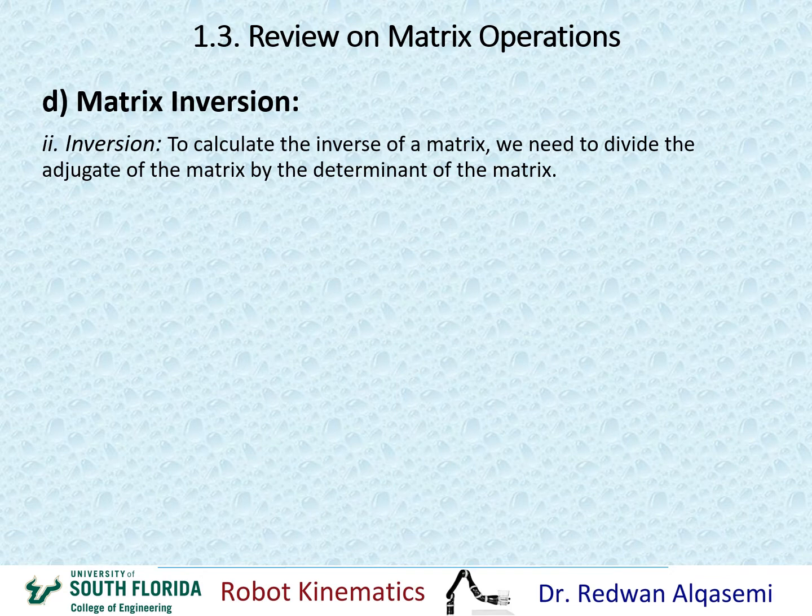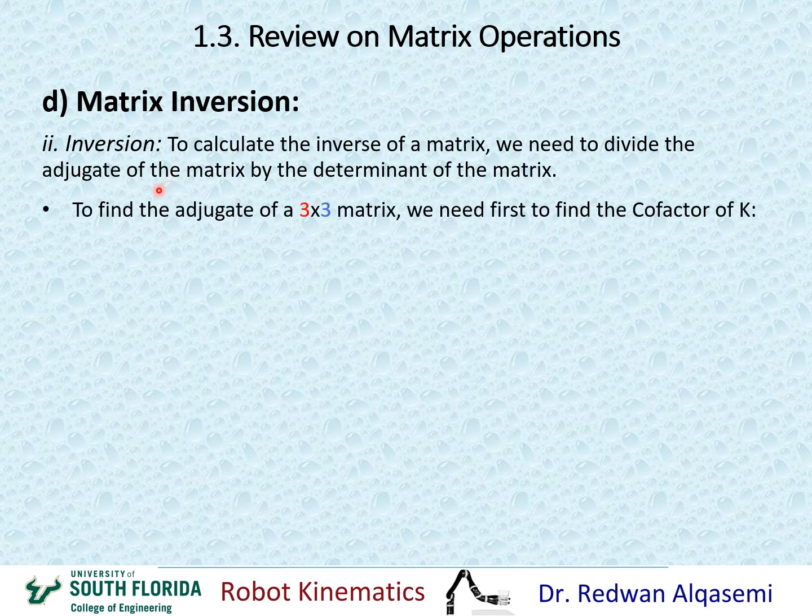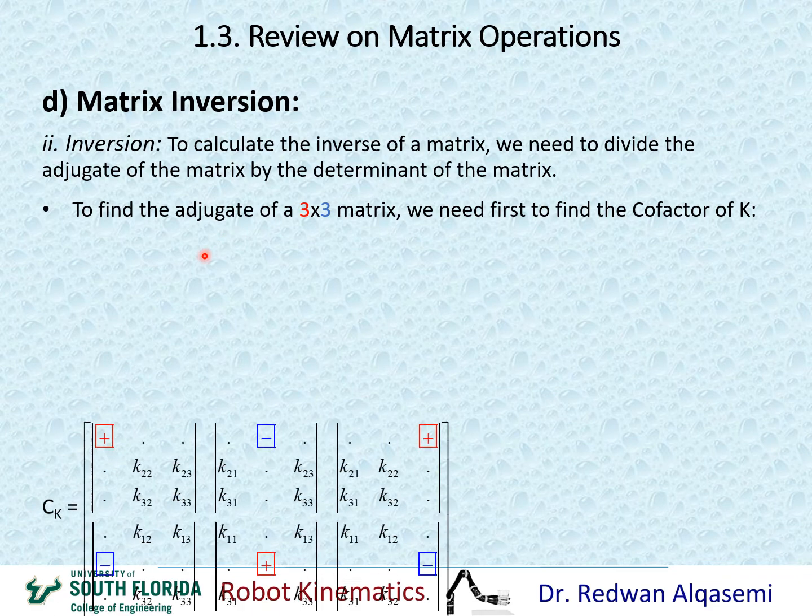Once we're done finding the determinant of the 3 by 3 matrix, I put it aside. And now we're going to look at how to find the adjugate of the matrix. To find the adjugate of a 3 by 3 matrix, we need first to find the cofactor of K. The cofactor is again a 3 by 3 matrix, and this cofactor matrix is needed for finding the adjugate of the matrix. So let's find out how we can determine the cofactor of a matrix.